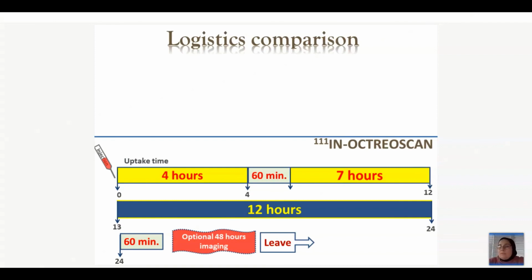So let me walk you through a regular day for a patient coming for Octoscan. We inject our radiopharmaceutical, have the patient with us in the hospital for 4 hours, then come back for a 60-minute imaging. We ask the patient to go home and come back the next day, 24 hours later, for another 60 minutes of imaging at least. And then he might be done, he might not, because sometimes we need the patient to come back for 48-hour imaging. And so we're talking about a 2 to 3 day scan, with the patient coming back and forth to the hospital multiple times.